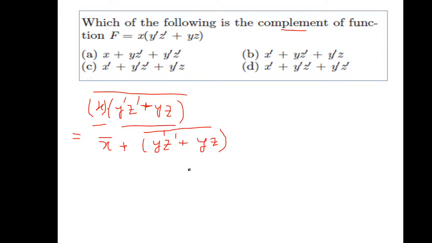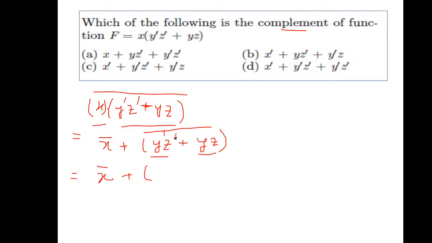I hope it is clear to you, right? Now when you have it like this, what we are going to do next is use De Morgan's law again over this. Now let's see what is going to happen here. This you can take as one term, this you can take as another term, like a plus b whole bar.